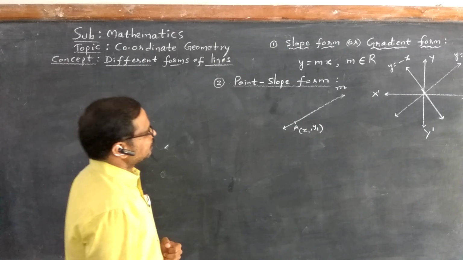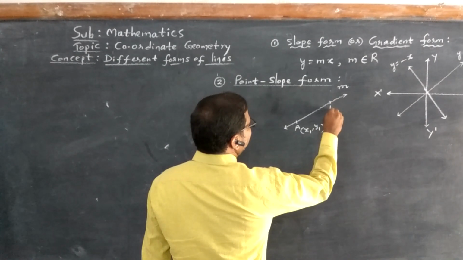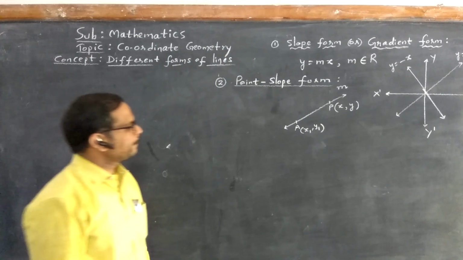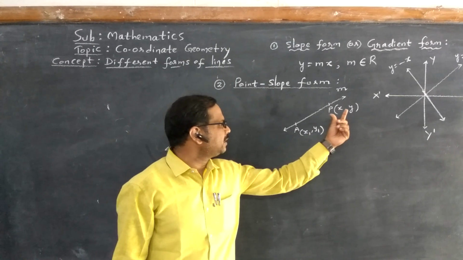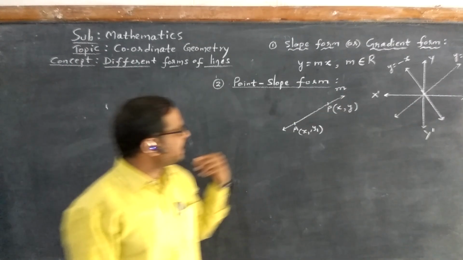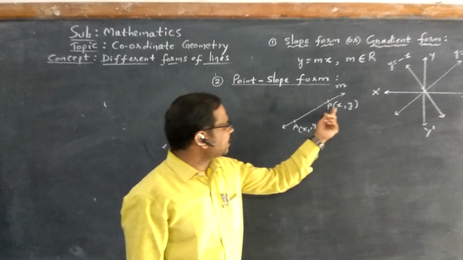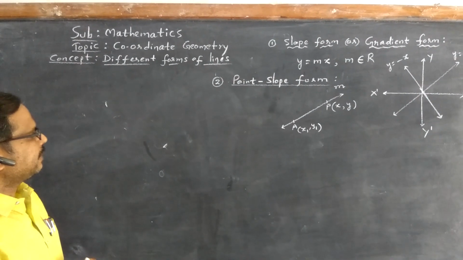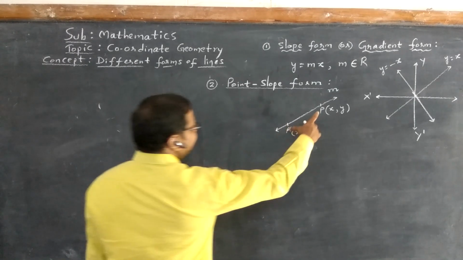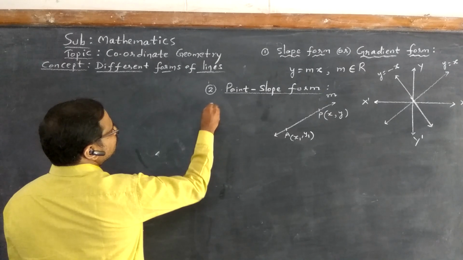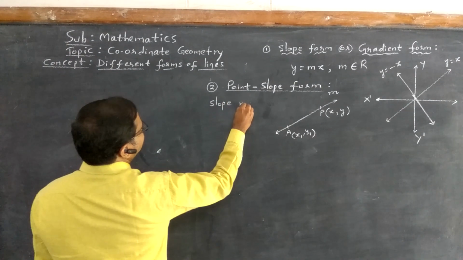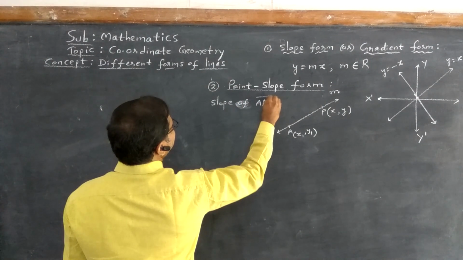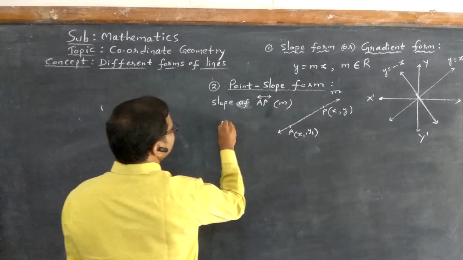For that, let me take one arbitrary point on the line. Let it be P(x, y). This is as per our assumption. One point I am taking on the straight line, P(x, y). That is one arbitrary point on the straight line. Now, can you find the slope of AP? Slope m is equal to slope of AP.